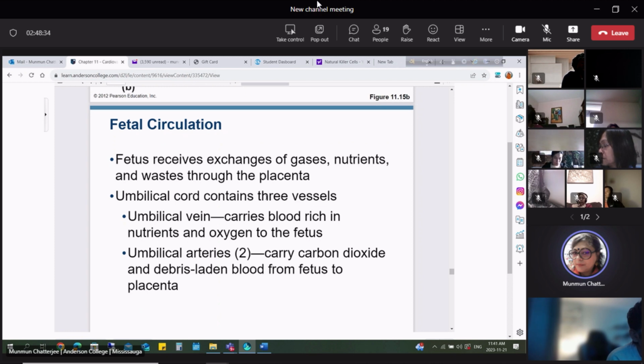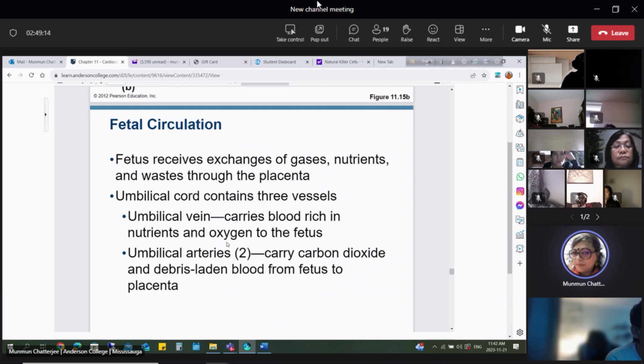What is the umbilical cord? The connection between the mom and the baby. So the umbilical cord contains 3 vessels. It's called the umbilical vein, which carries blood rich in nutrients and oxygen to the fetus. The umbilical arteries carry carbon dioxide and debris-laden fluid from the fetus to the placenta. This is just opposite, like all the veins generally, except the pulmonary vein, carry deoxygenated blood; only the pulmonary vein and the umbilical vein carry blood rich in nutrients and oxygen.